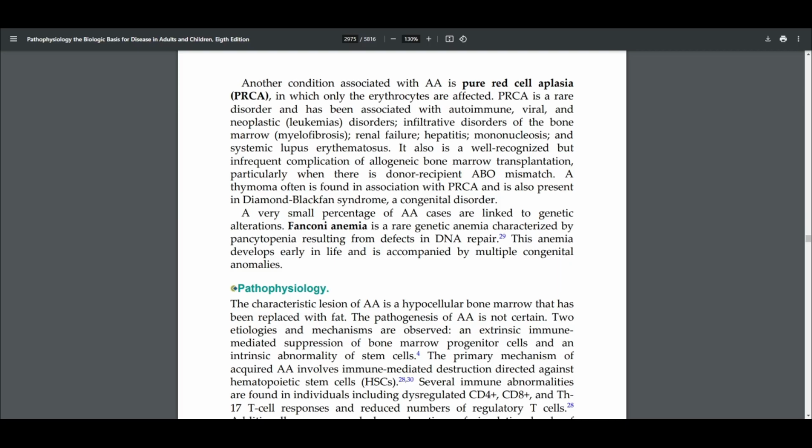A very small percentage of cases are linked to genetic alterations. Fanconi anemia is a rare genetic anemia characterized by pancytopenia resulting from defects in the DNA repair. This anemia develops early in life and is accompanied by multiple congenital anomalies.